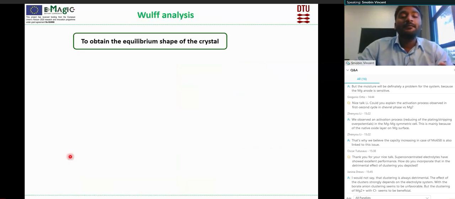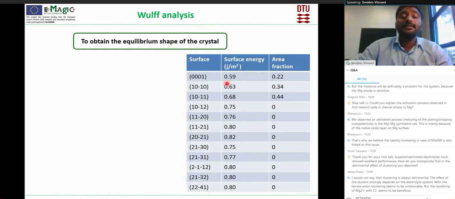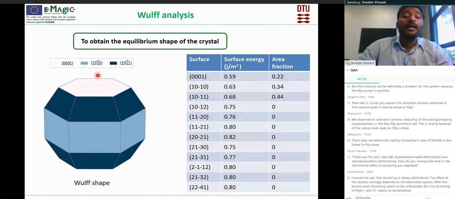And for that, first we analyzed which surfaces are present in magnesium at equilibrium condition. We used the Wulff analysis to obtain the equilibrium shape of the crystal. And we considered almost 12 surfaces in magnesium and calculated their surface energy. And we constructed the Wulff plot. And from the Wulff plot, it is clear that only 3 surfaces will be present in magnesium at equilibrium conditions. So these are the 001, 10-10 and 10-11 surfaces. And you can see the area fraction of each surface here.